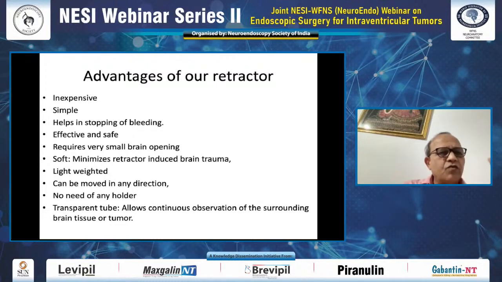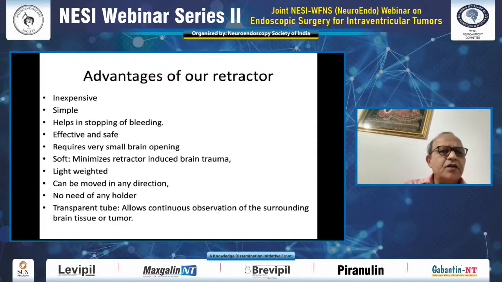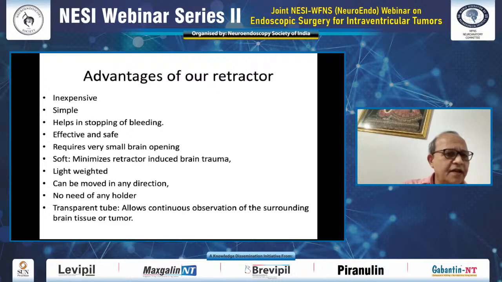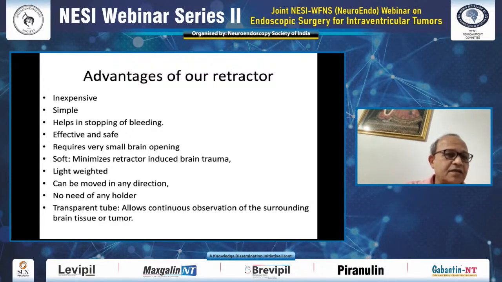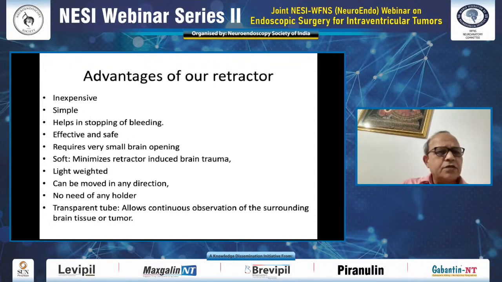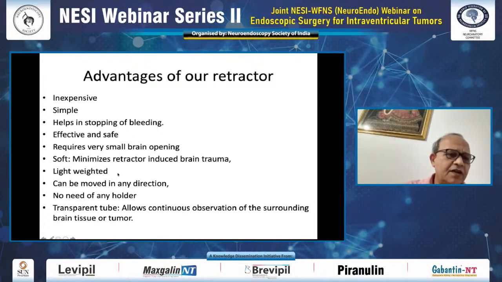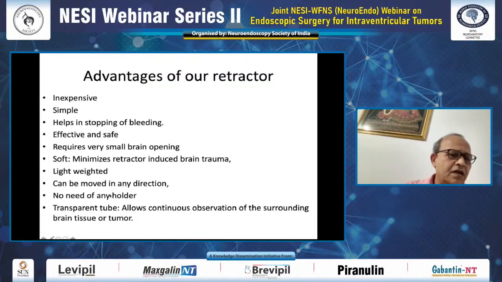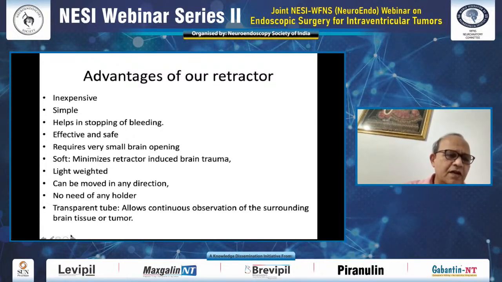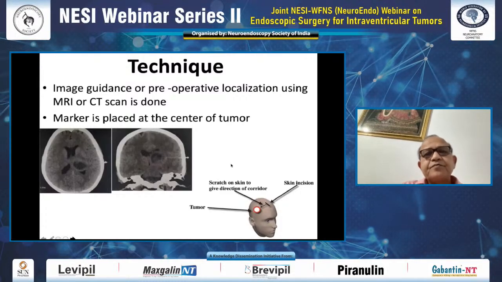Regarding the cost, one tubular retractor costs around 10 Indian rupees only. It is simple, it helps in stopping the bleeding. This is a great advantage. It is effective and safe, requires a very small opening. It's soft, therefore there is minimum trauma, lightweight, can be moved in any direction, no holder is required, and the wall is transparent, therefore you can see around the tumor.